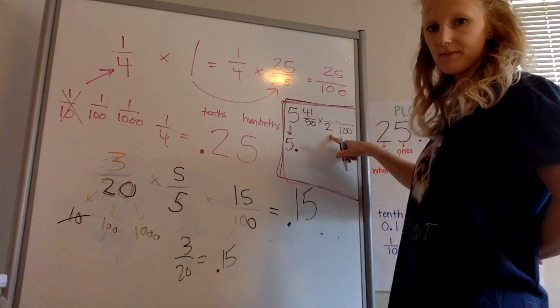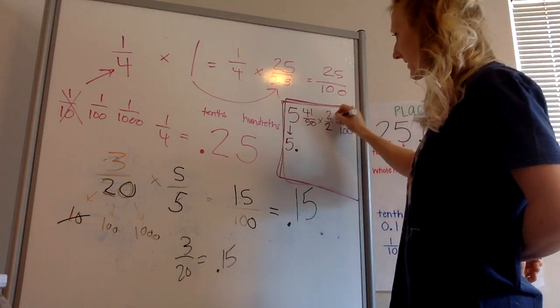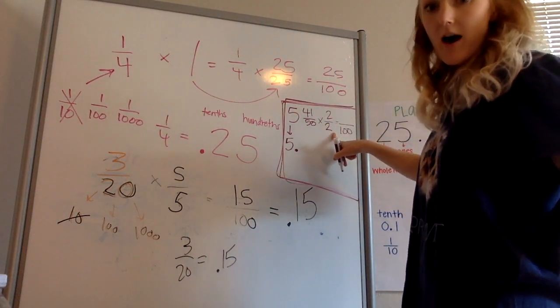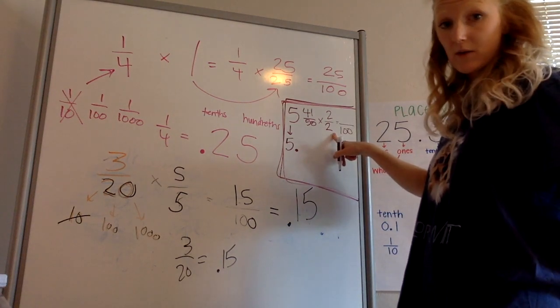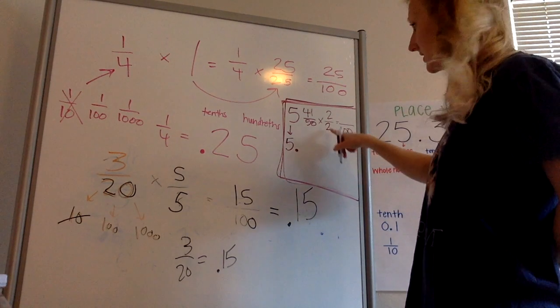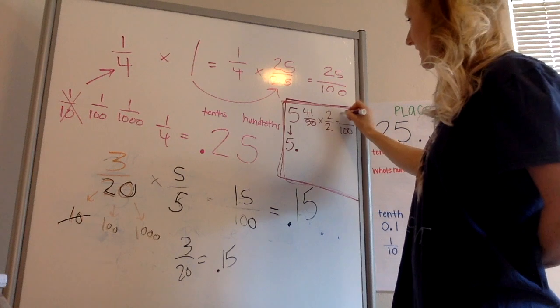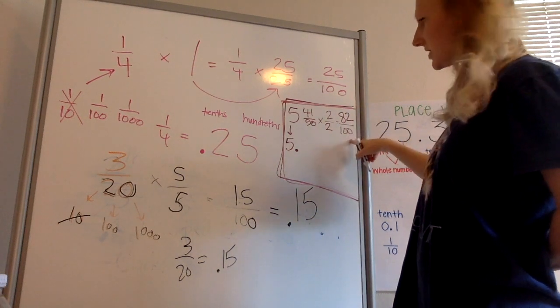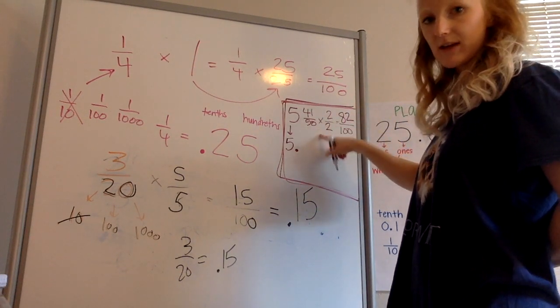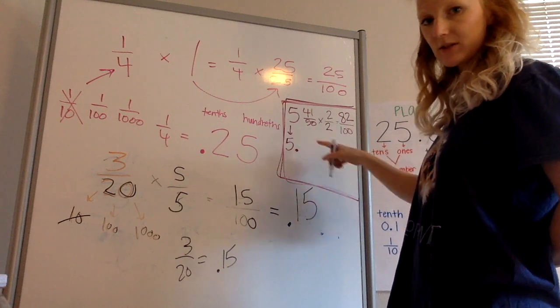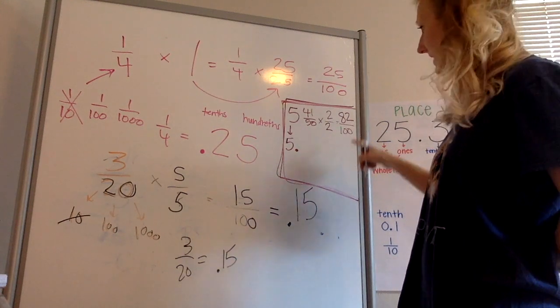If I do 2 on the bottom, I need to do 2 on the top because when the numerator and the denominator are the same, that is 1 whole, and 1 whole is how we find an equivalent fraction. 41 times 2 would be 82. 82/100ths is equal to 41/50ths. They are the same amount. They're just different numbers. One is simplified, one is not.